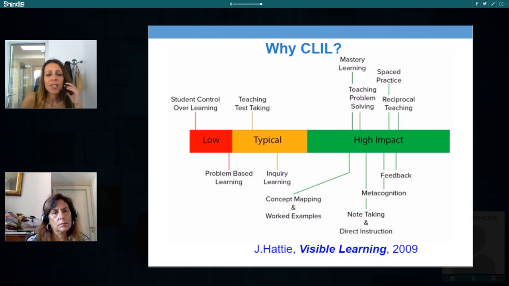These are just some of the highest impact strategies on the learning process, and CLIL can include these teaching strategies. So that's why we push towards CLIL in our school curriculum. And in Italy, it has been mandatory since 2010, according to a reform law. It has become mandatory in all upper secondary schools.